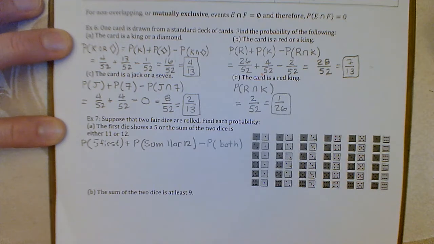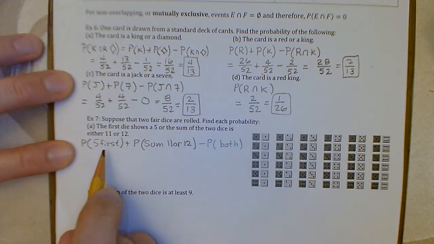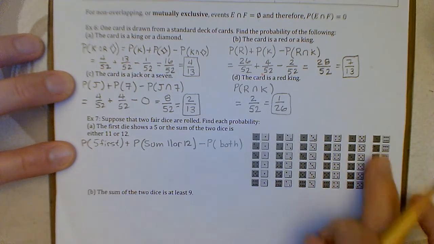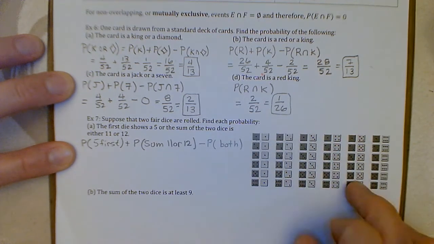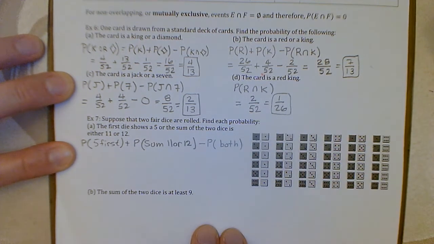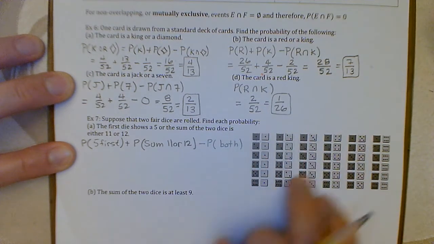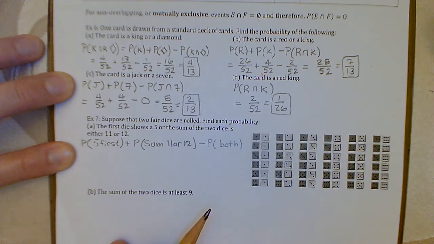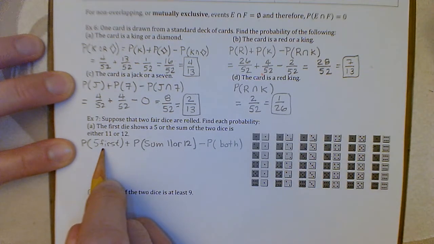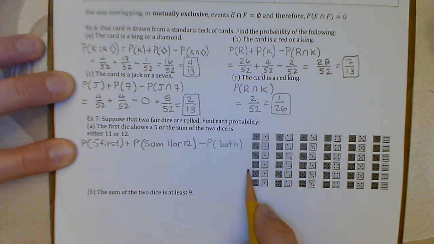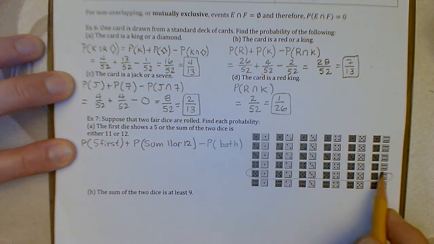Okay, so if we think first, how many events? Each one of these events is equally likely. So the probability of any one of these, this is like the sample space, right? So each one is equally likely, 1 out of 36. So how many of these events result in a 5 being the first die? So that would be this row here.